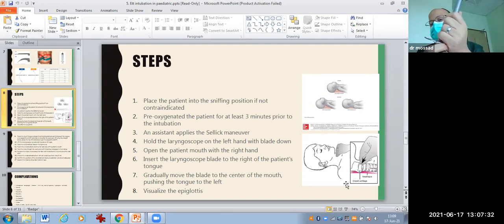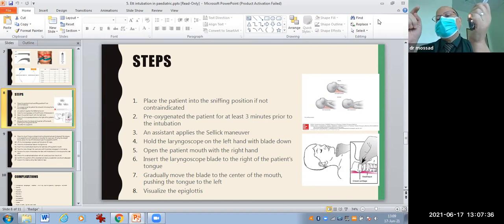Okay. There is another one other than the ET tube, the LMA, laryngeal mask.